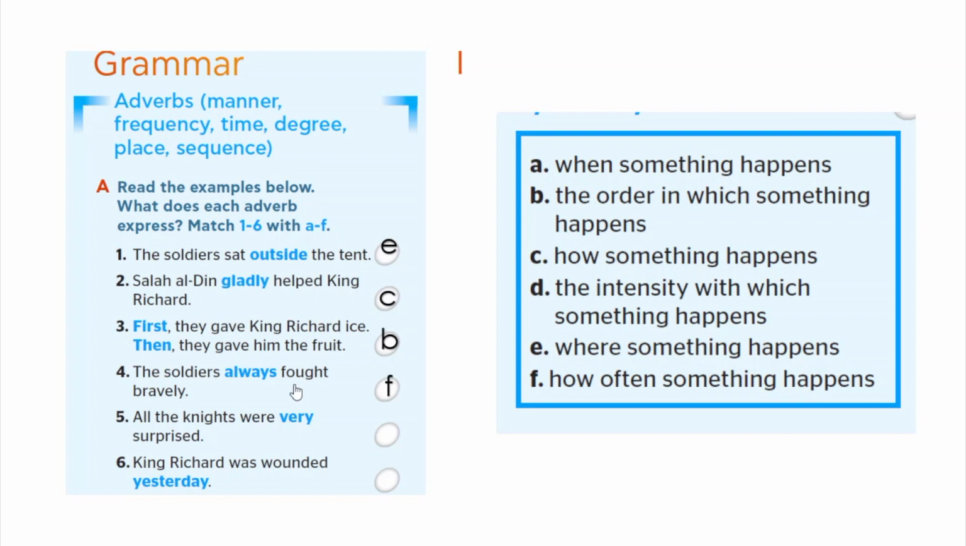Number 5, all the knights were very surprised. Correct. The intensity with which something happened. An adverb of degree. Number 6, King Richard was wounded yesterday. Correct. When something happened. An adverb of time.